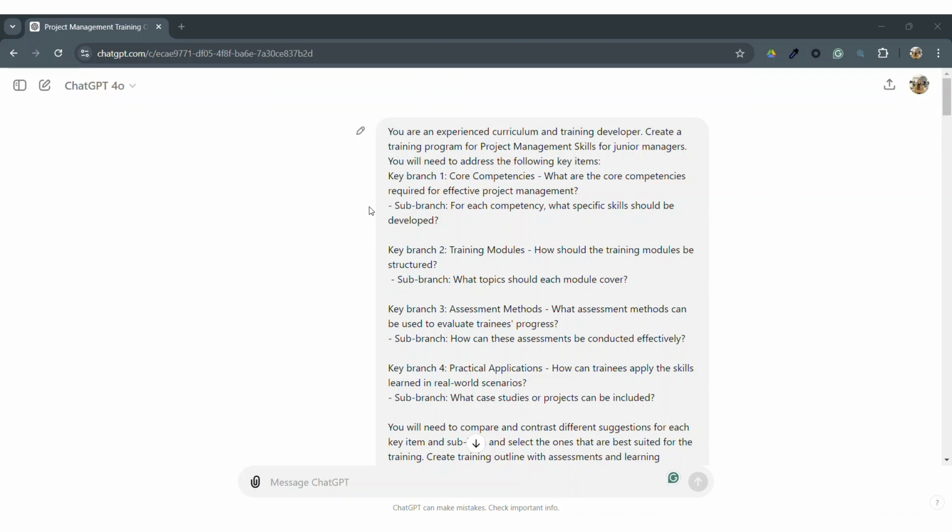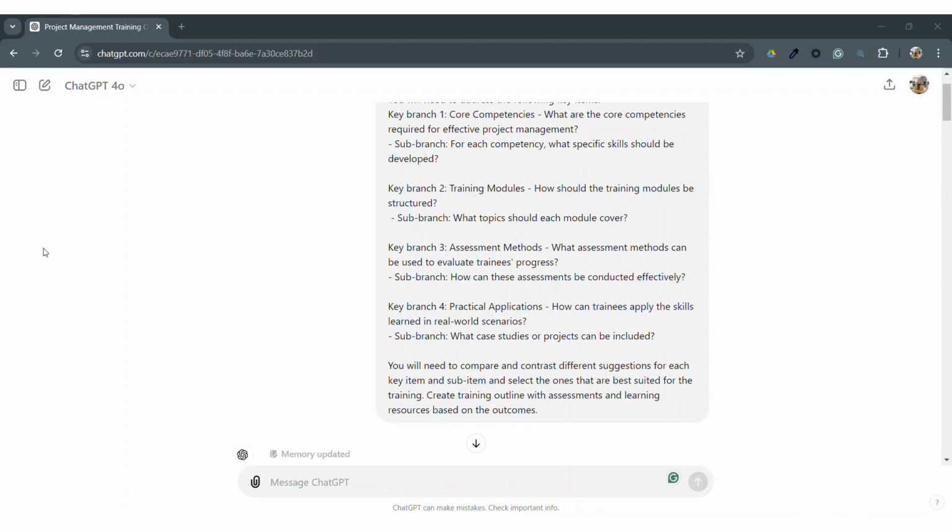And in the sub-branch, for each competency, we asked AI to explore which specific skills should be developed to support these behaviors. In key branch 2, we asked AI to identify another thing that we do pretty often for the outline procedure, which is structuring the modules. We asked AI to suggest various topics that each module should cover and explore different ways these topics could be organized to build on each other effectively.